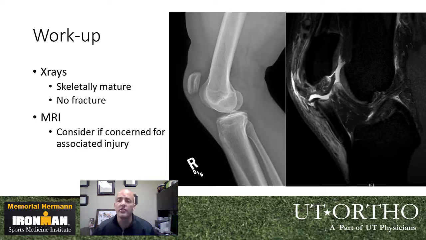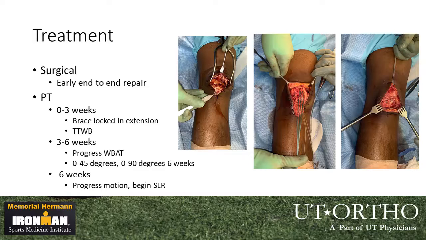There was no fracture. MRIs are obtained if you're concerned about concomitant injury, as depicted here, complete disruption from the inferior pole of the patella in a patient who had a predisposition secondary to patella tendonitis. Treatment is surgical. You want an early end-to-end repair, as depicted here in these photographs.